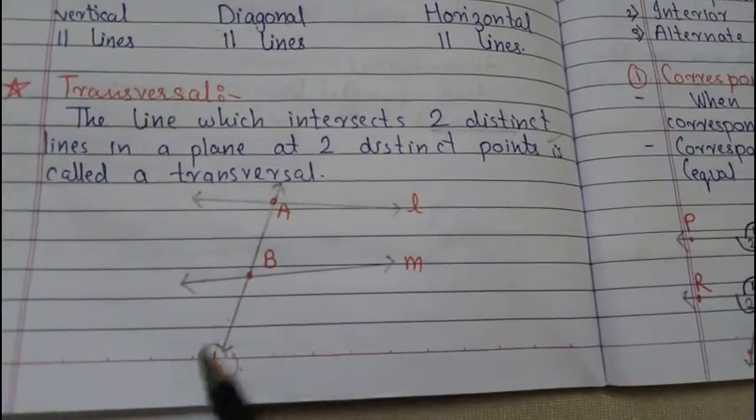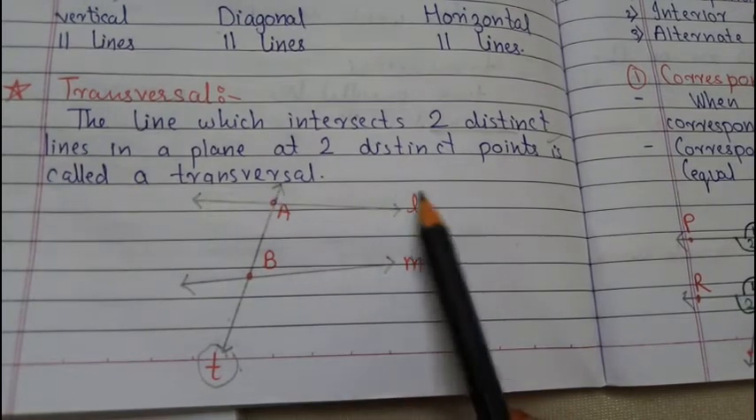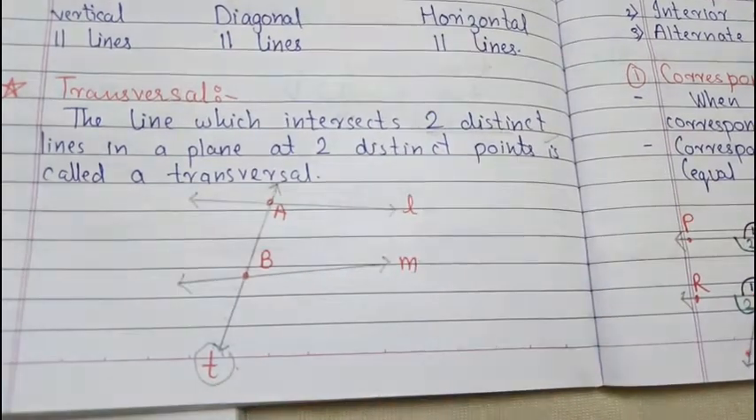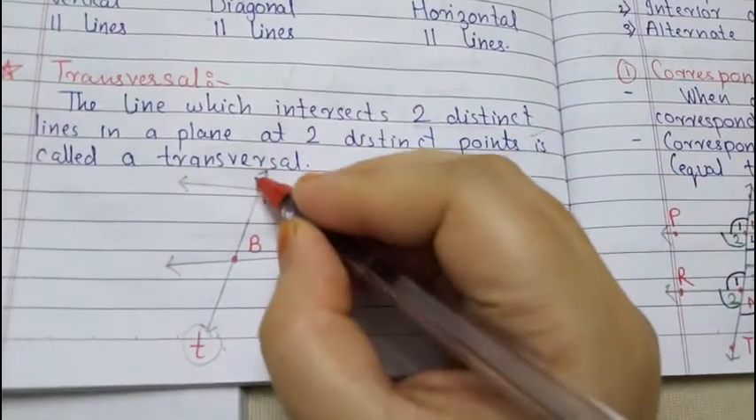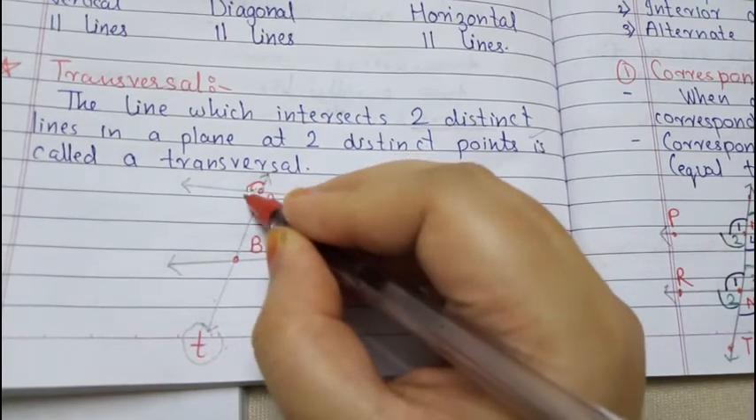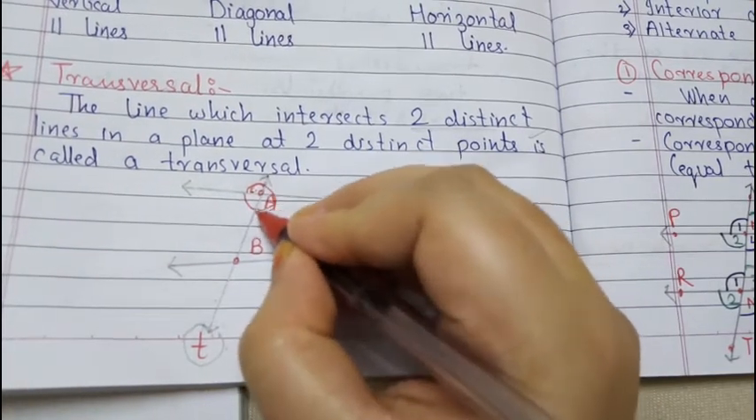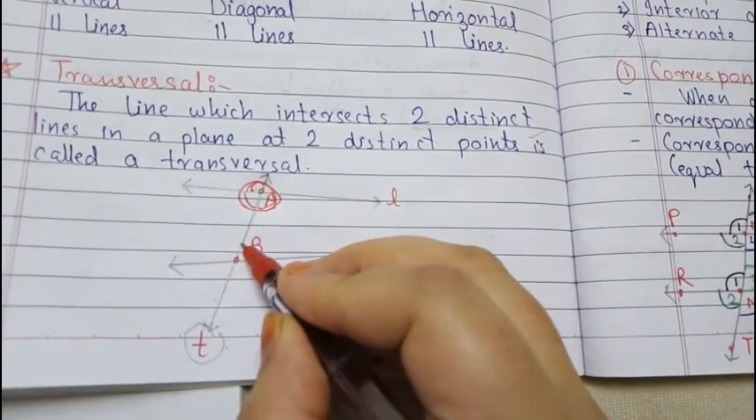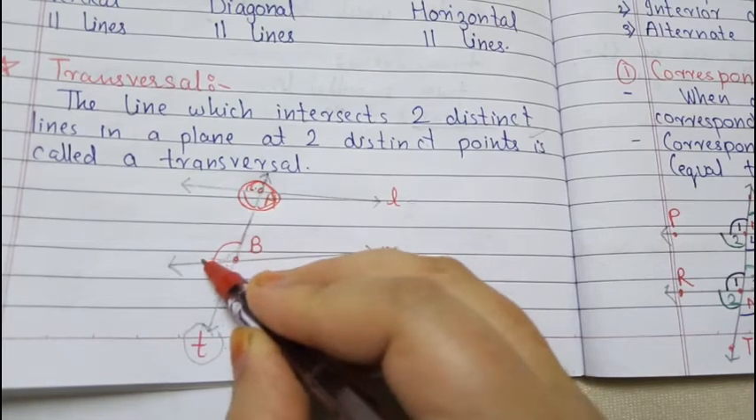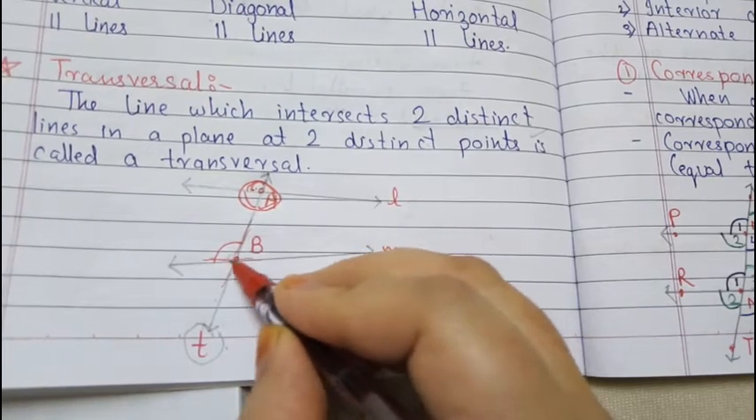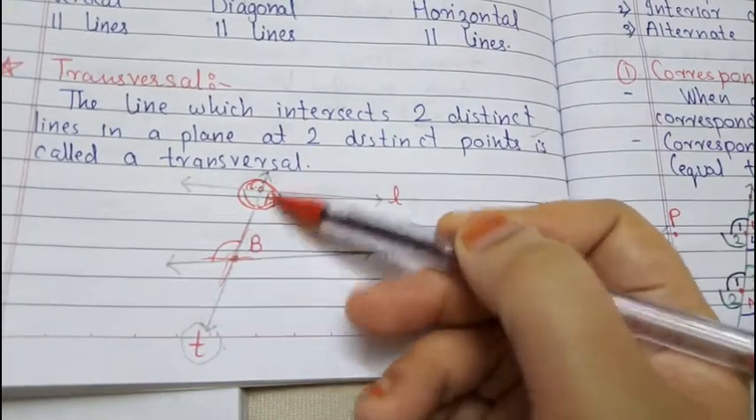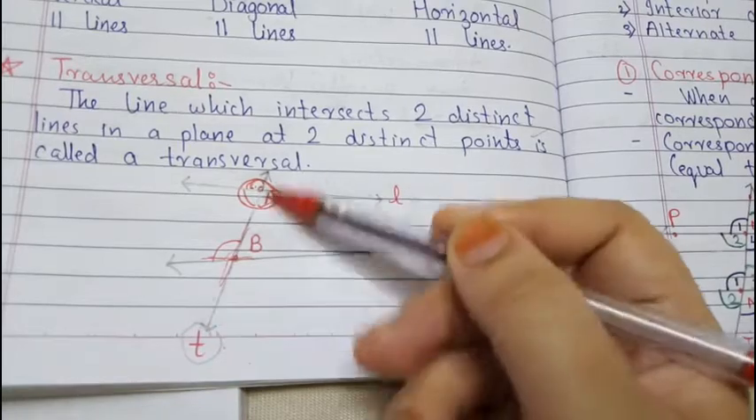Now see student, here you can see this transversal line. When this transversal line intersects the lines L and M, some angles will be formed, like here you can see the angles formed. Angles forming here, here and here. So here a total of four angles are formed. And at point B also four angles, like this angle, this one and this one. So here four and here four. A total of eight angles are formed by one transversal line.